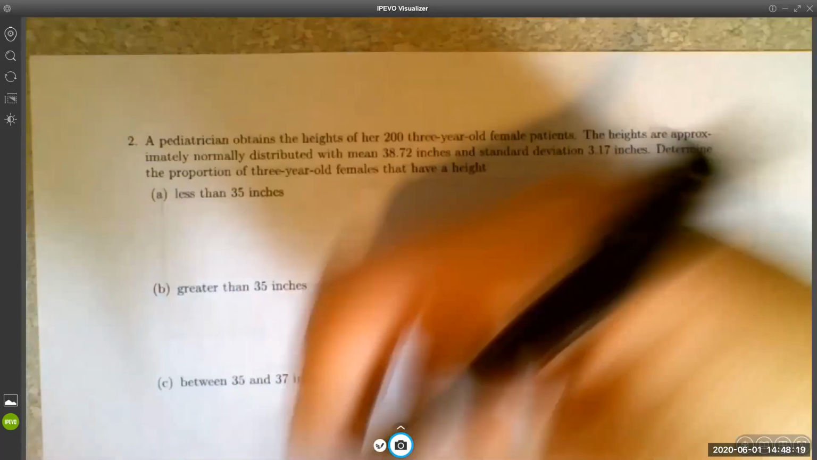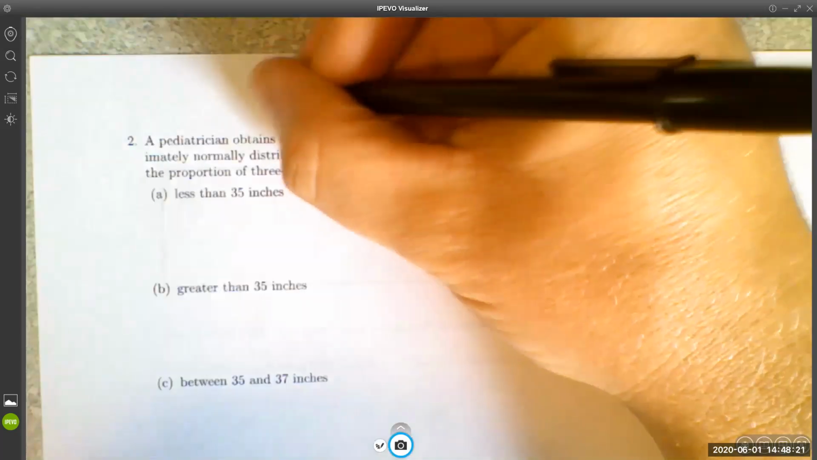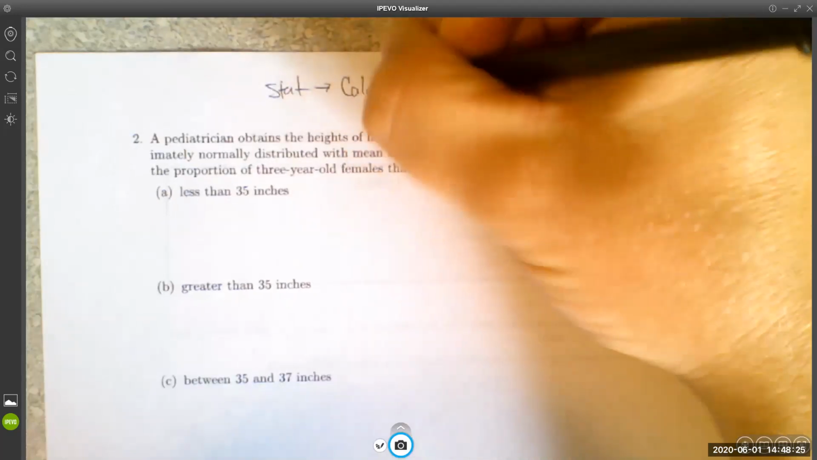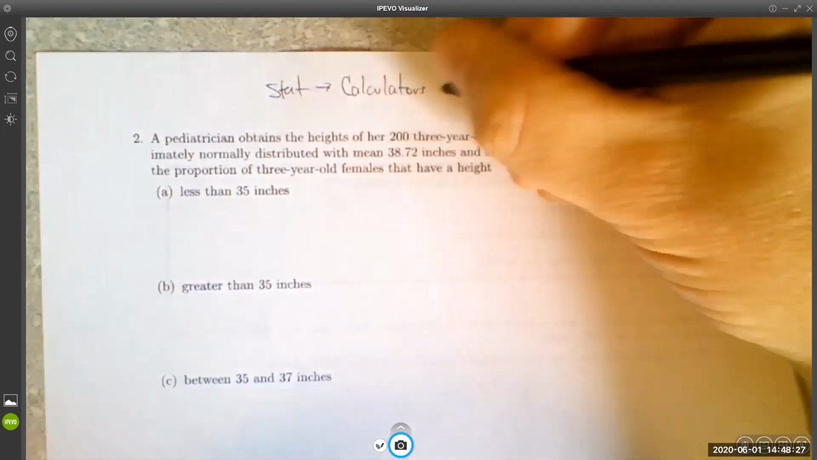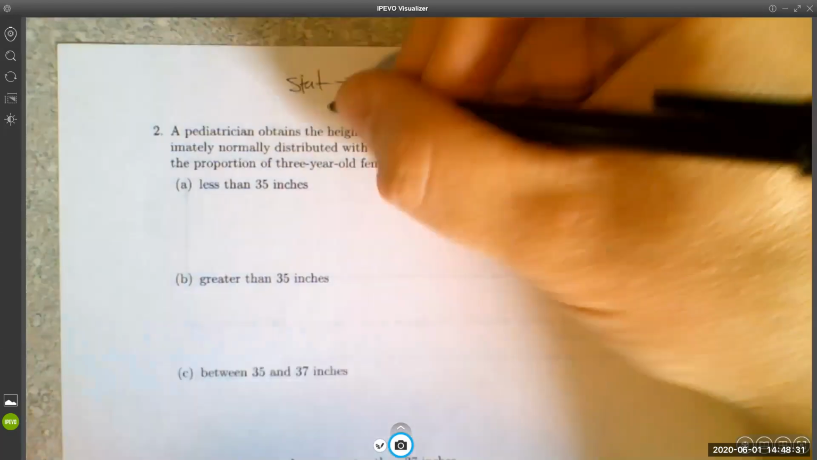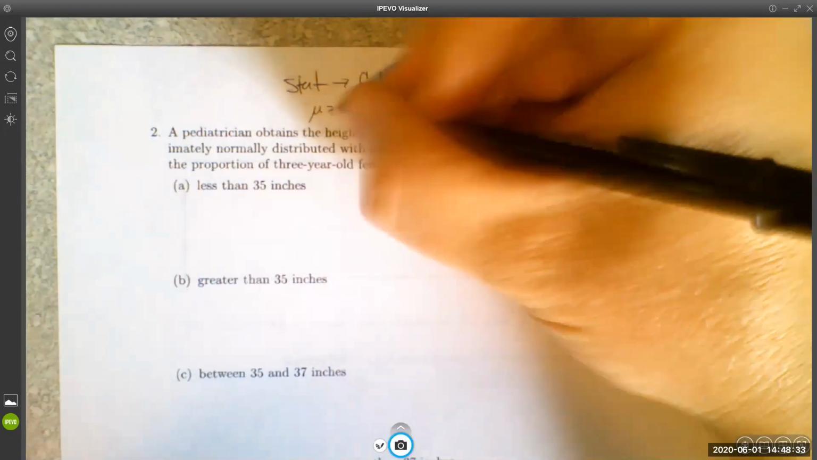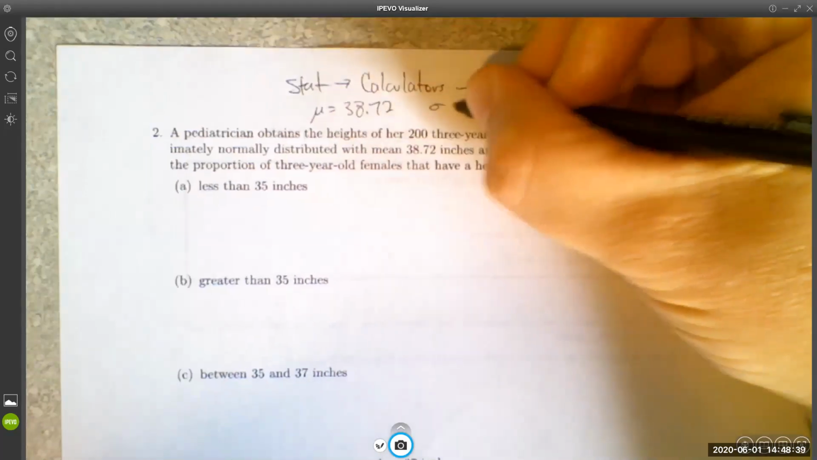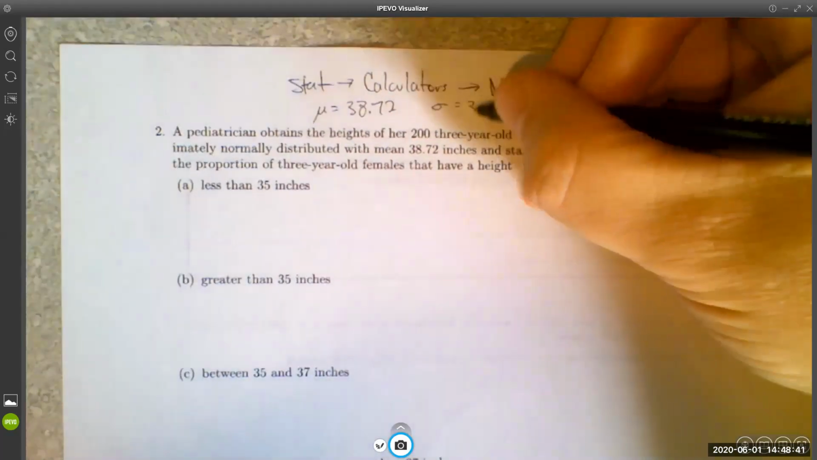So I'm just going to go ahead and say, on all of these parts, we're going to do the same thing. Stat, calculators, normal. And we're going to use the same mean and standard deviation for all of them, right? The mean on all of them is 38.72. And the standard deviation on all of them is 3.17.